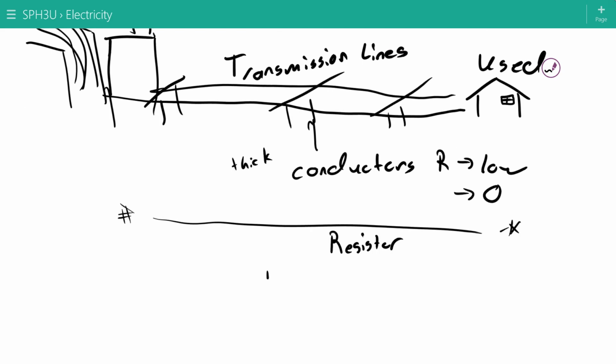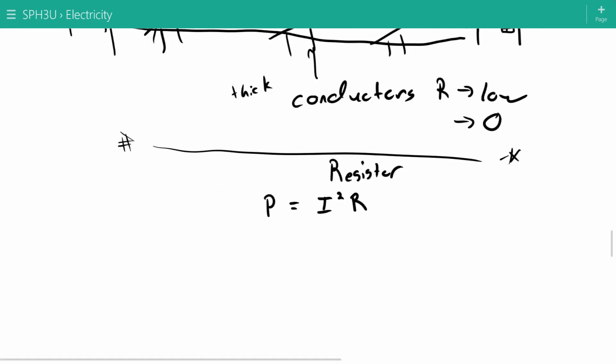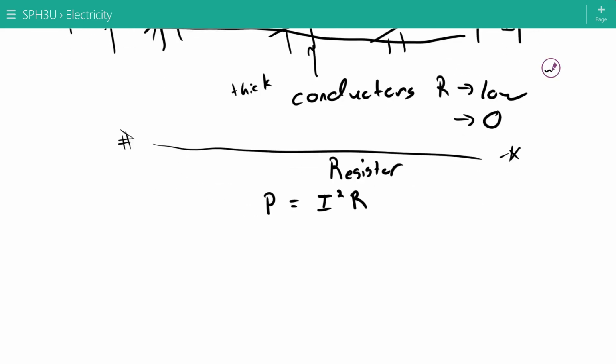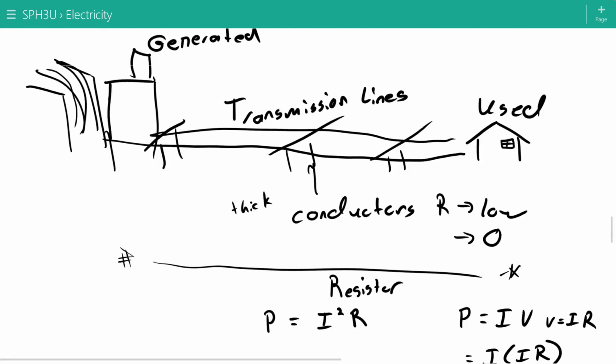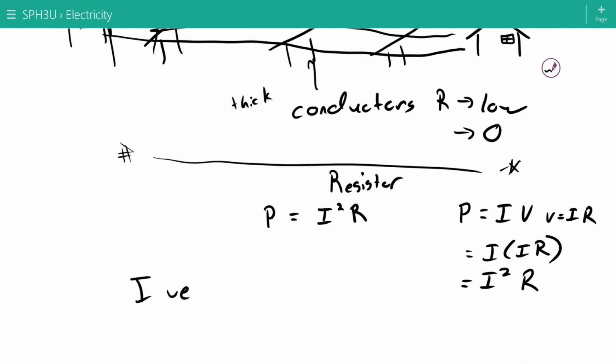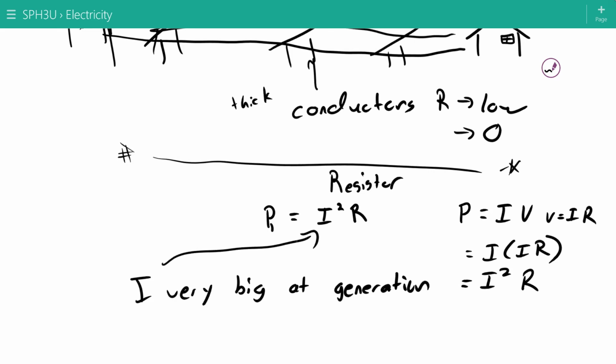And so power is going to be lost in that resistor according to I squared R. This relationship comes from P equals IV and V equals IR. So when I take the V and I substitute it, I times IR, which gets us I squared R. When we make power over here, the current is going to be very high. And then in this power that we're losing through transmission, current is squared.